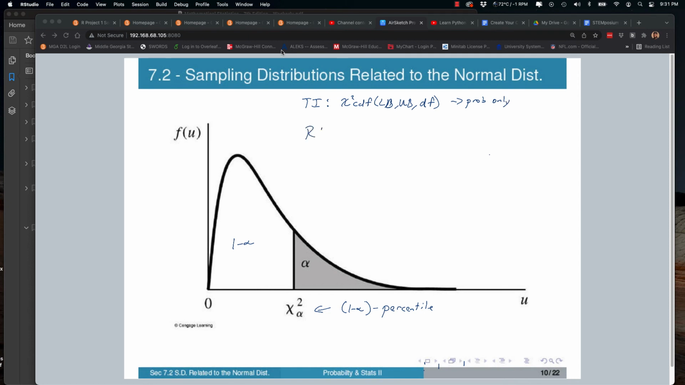In R, you can do both the probability function and the inverse, and it's called pchisq. Within that, you throw in the q value, or technically the chi-squared sub alpha value that you're interested in, and then the degrees of freedom will come next, and this will calculate for you the probability that y, not y bar in this case, just y, is less than or equal to the q value that you've plugged in. All right, so that'll give you the probability.